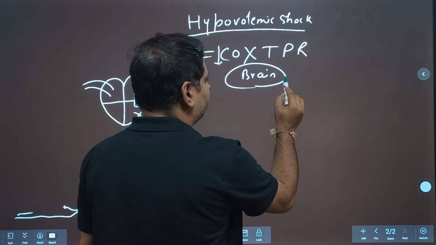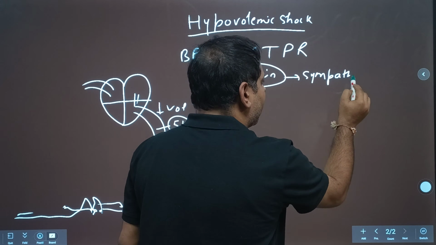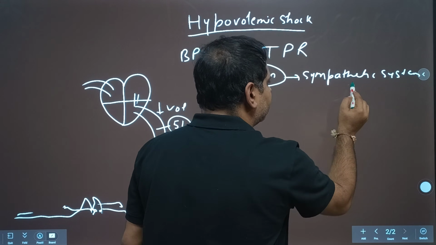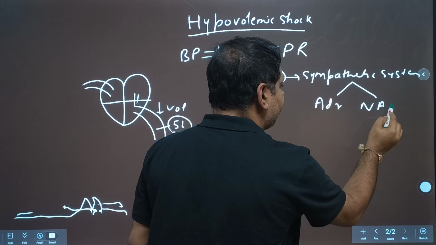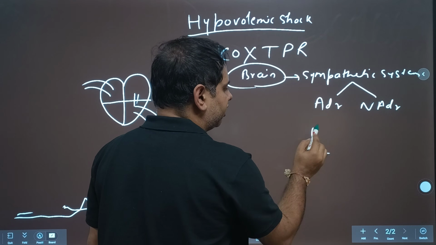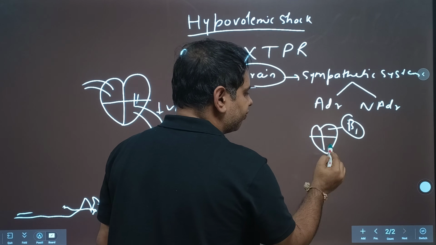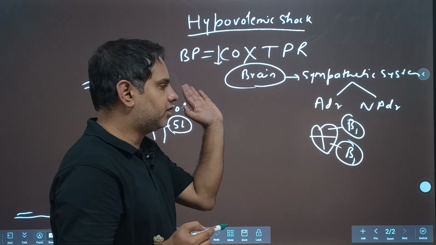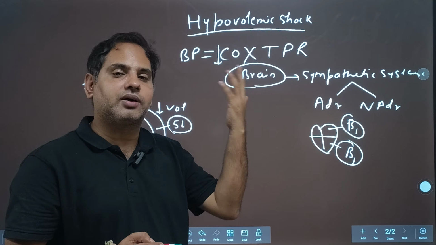The brain is going to activate one system, that is the sympathetic system. And if the sympathetic system is activated, then neurotransmitters like adrenaline and noradrenaline are going to be released, and these are going to act on the heart, and on the heart there are beta 1 receptors everywhere. These beta 1 receptor stimulations will increase the blood pressure, which has decreased. So how does beta 1 receptor stimulation increase the blood pressure?